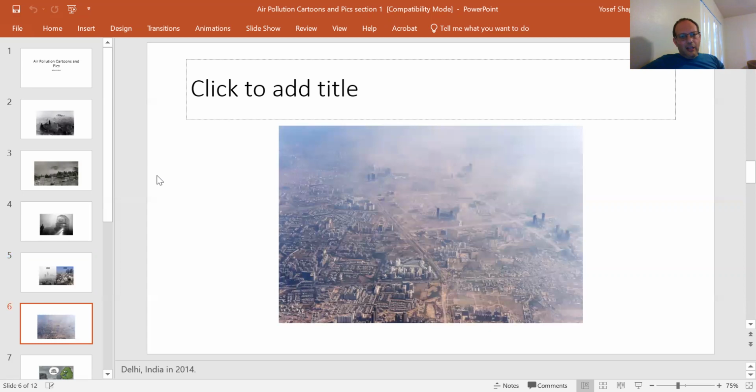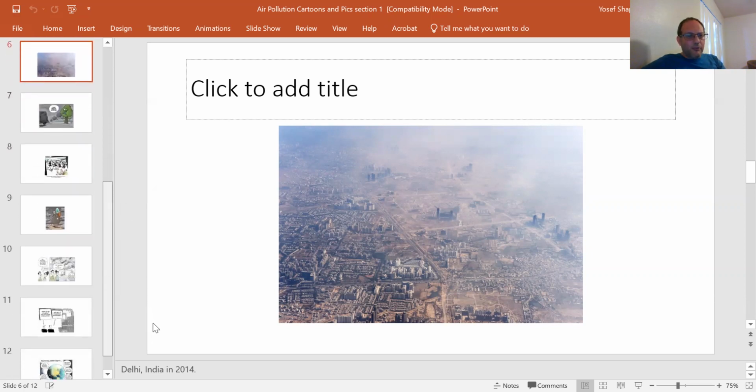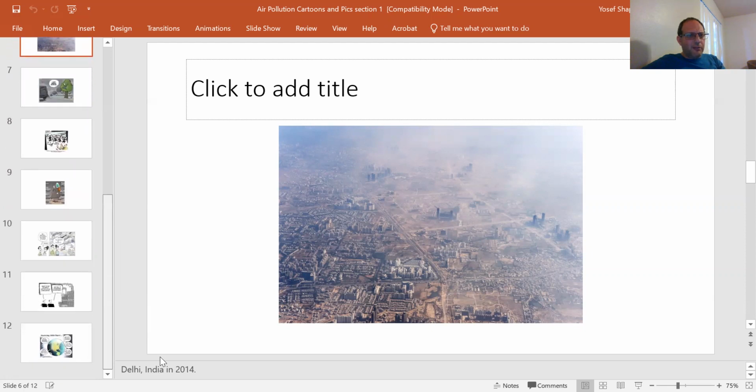Here is Delhi in India in 2014, still a big problem, still a lot of people. We've talked about India before, and part of the problems they've had and why they've not been able to clean up their act, quite literally. That's some of the pollution problems that we've seen in many, many places, unfortunately, around the world.